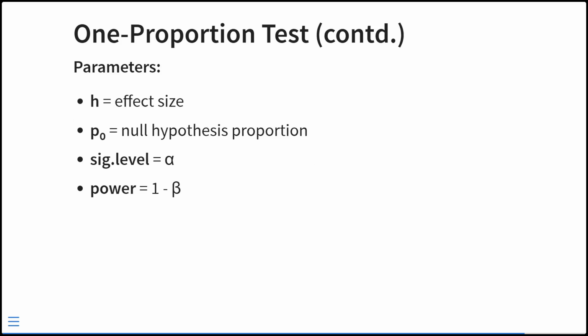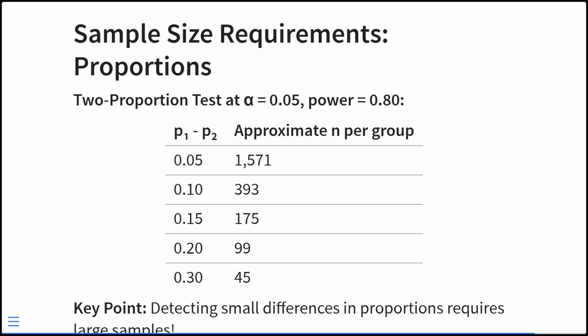So you have to calculate your h using the formula I showed earlier on. Your P naught is your null hypothesis proportion. You have the significance level and you have your power. This is your P1 minus P2, the various values you have, and you approximate N per group. So you can see at 0.05 difference you have a large sample size, at 0.10 you have 393. When you go to 0.3, you have 45. So the higher your P1 minus P2 difference, the lower your approximate N per group.